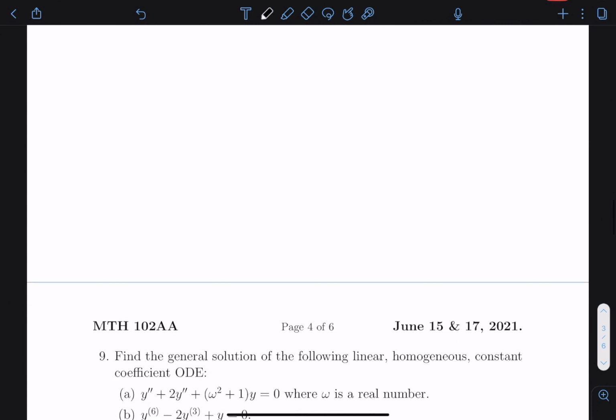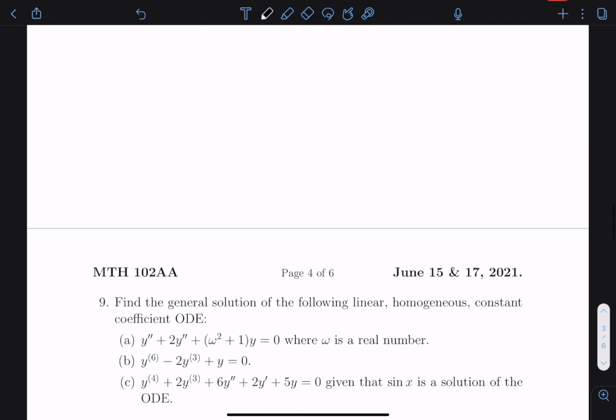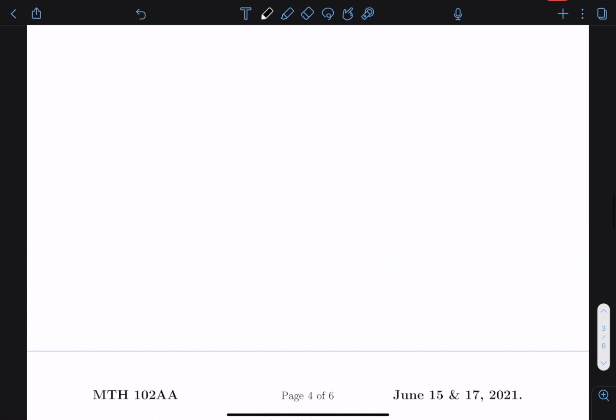Now let's do problem number 9. Now what is problem number 9? Problem number 9 is asking you to find the general solution of the following ODEs. So they are linear, homogeneous, and they are constant coefficient ODEs. Okay. So let's do 9A.